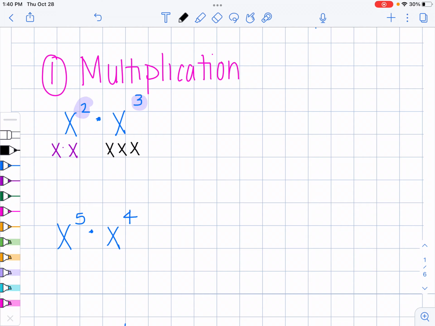Okay, so now that I understand what that means, I want to see overall how many total x's, because this is x squared times x to the 3rd, how many total x's am I multiplying together? 1, 2, 3, 4, 5. So my answer here would be x to the 5th.